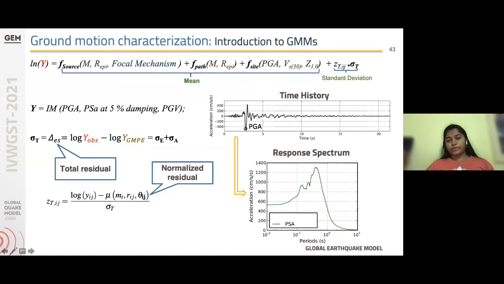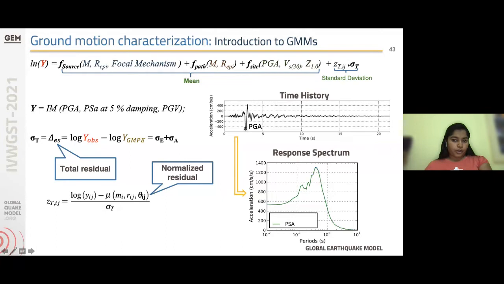So speaking of how exactly these GMPEs are derived, if you're talking about an empirical GMPE, we always use time history records of a number of earthquakes. If you're trying to derive a GMPE in the response spectrum domain, then we generate the response spectra, and then there is a multi-stage regression process, and a model is developed. Or if we are trying to do it in the Fourier domain, then we use the same time histories, but the Fourier spectra are generated, and then again the same regression process is carried out.